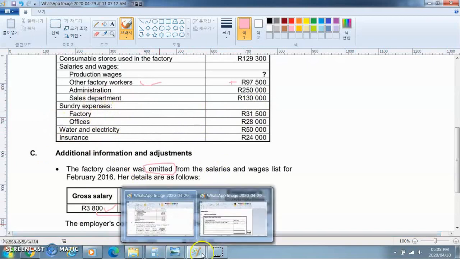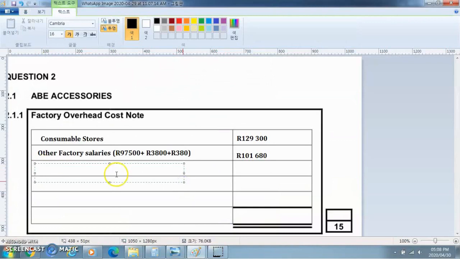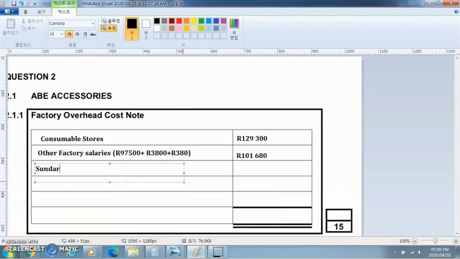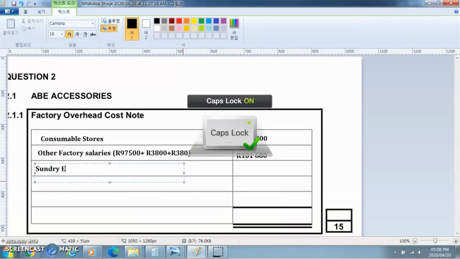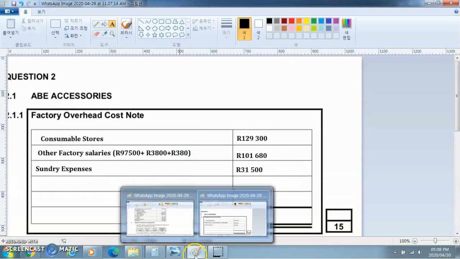Okay, sundry expenses. So you will write it down there, obviously. Sundry expenses. Okay, and then put in the amount. The amount is 31,500, right? Okay, 31,500. Okay, let's go back and see.